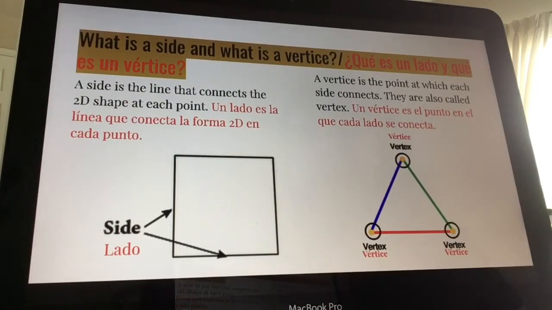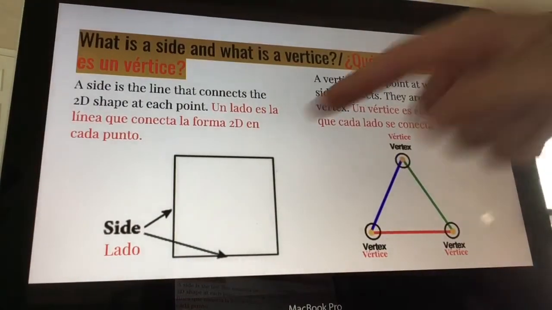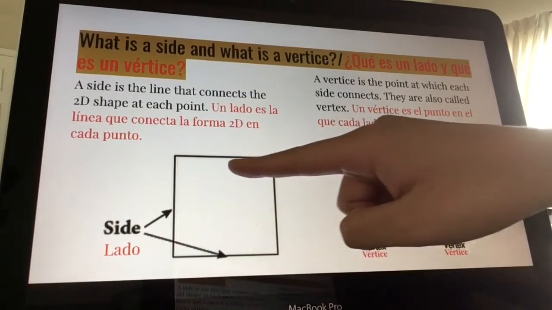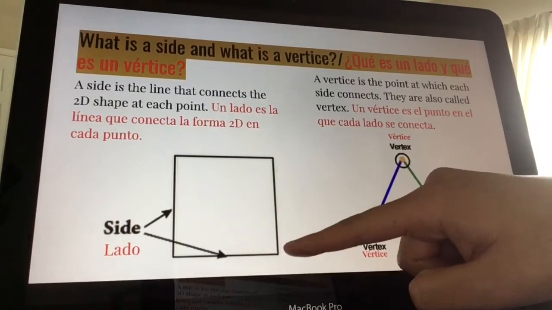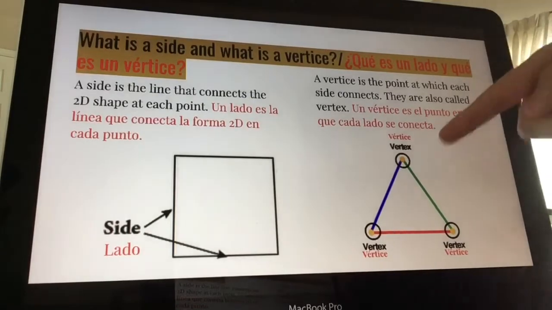A side is the line that connects the 2D shape at each point. So for example, in this square, a side would be right here. This is a side, this is a side, this is a side, and this is a side. So how many sides does the square have? It has 4 sides.